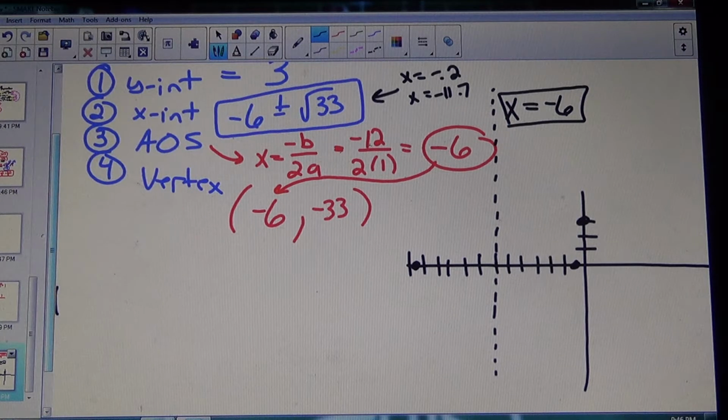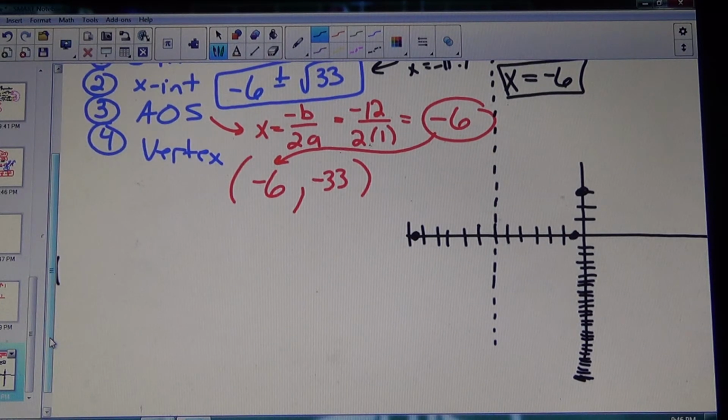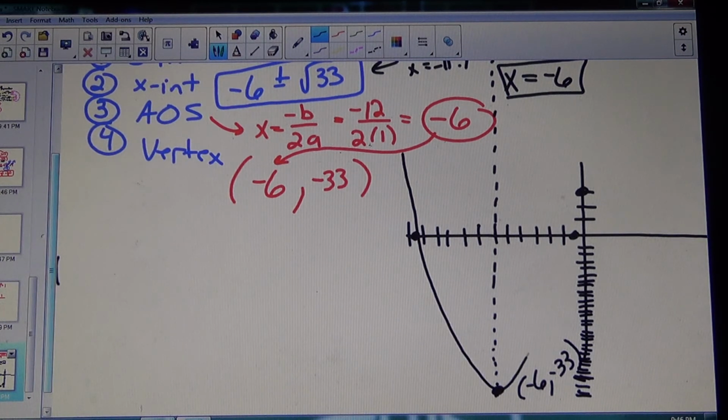Alright, so I found those and got the axis of symmetry. The final step is down here. I'd have to go 1, 2, 3, and so on, down to 33. So down here, I would label my vertex as negative 6, comma, negative 33. That's my vertex. And as you can tell, that's the lowest point, a minimum, and boom, there's my parabola.